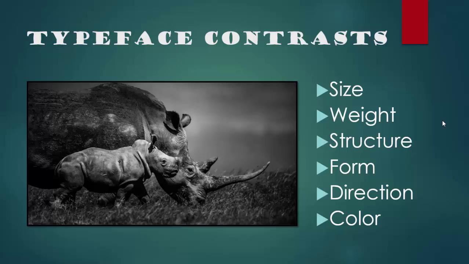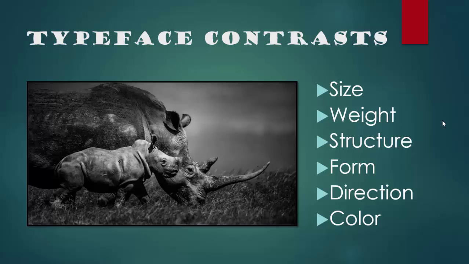The different ways that Robin Williams recommends that we can make our typefaces contrast one another is through size, weight, structure, form, direction, color. Those 6 different ways. Now, what you'll find is that in most cases there's more than one of those going on at any one time. You're rarely going to see just a size contrast or just a weight contrast. There's typically going to be size and color, or weight and direction, or some combination of those to come up with a complete document.